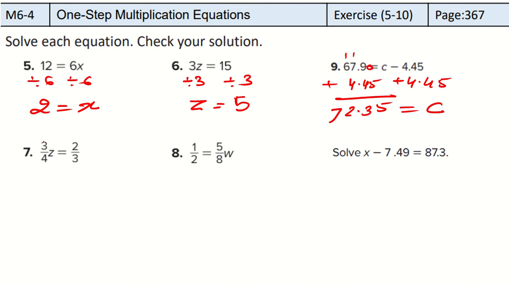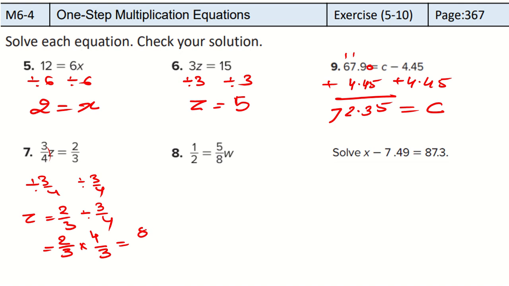Now it is 3 over 4. So 3 over 4 means divide by 3 over 4. So this is z is equal to 2 by 3, divide by 3 by 4. So again you will make it multiply and flip the fraction. It will be 4 over 3. So 2 times 4 means 8 and 3 times 3 means 9.